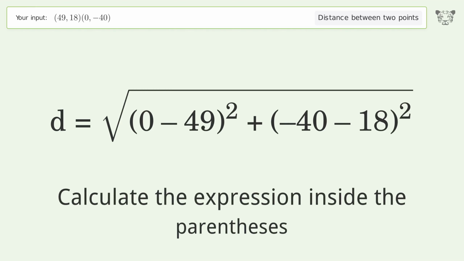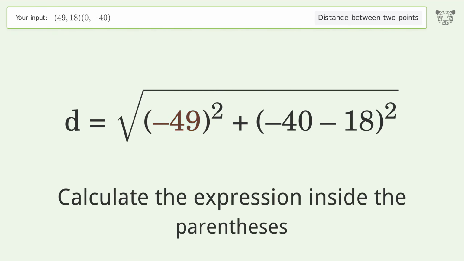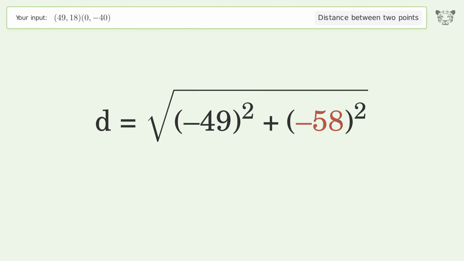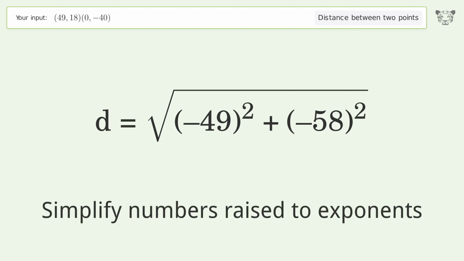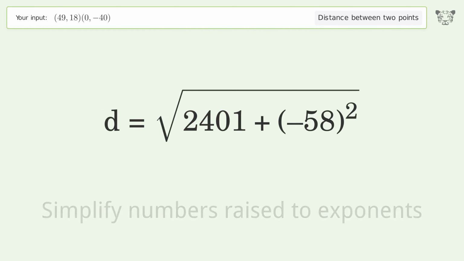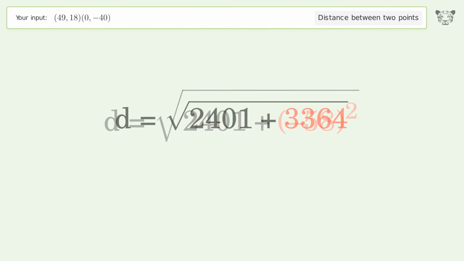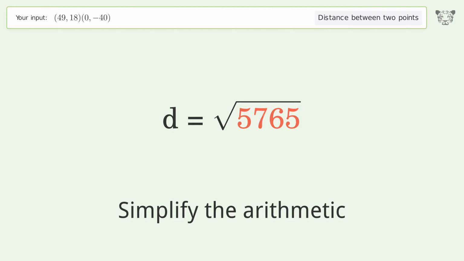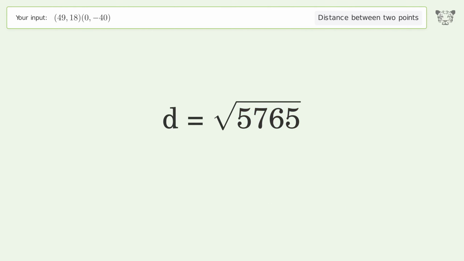Calculate the expression inside the parentheses. Simplify numbers raised to exponents. Simplify the arithmetic. And so the distance between the 2 points is the square root of 5,765, or 75.928.